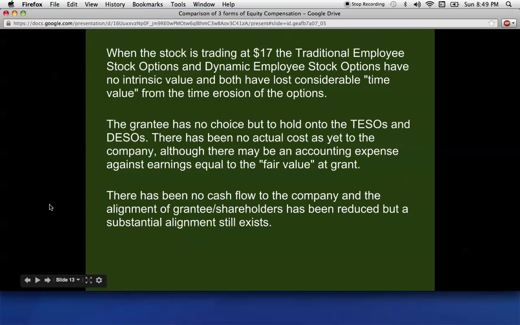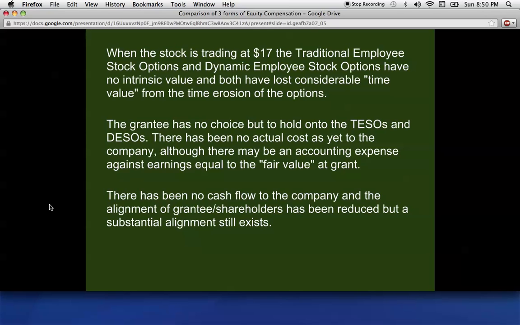When the stock is trading at 17, the traditional employee stock options and the dynamic employee stock options have no intrinsic value, and both have lost considerable time value from the time erosion of the options. The grantee has no choice but to hold on to the ESOs and the DESOs. There's been no actual cost as yet to the company, although there may be an accounting expense against earnings equal to the fair value at grant.